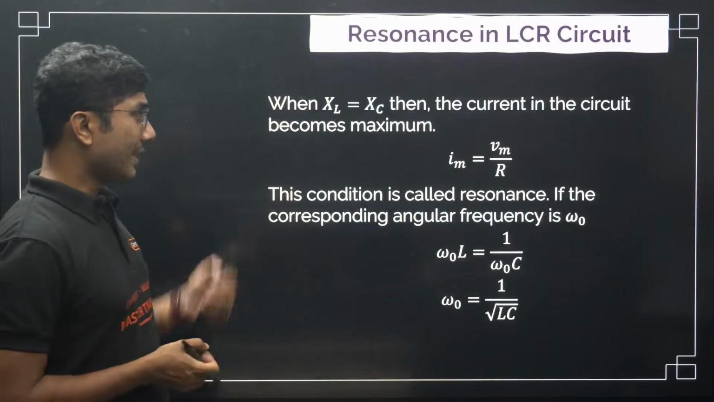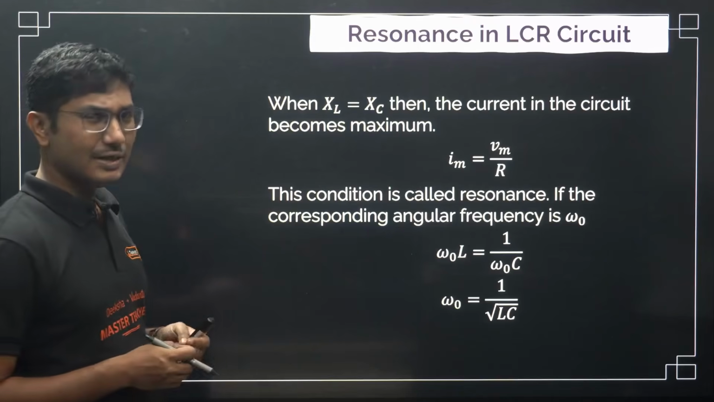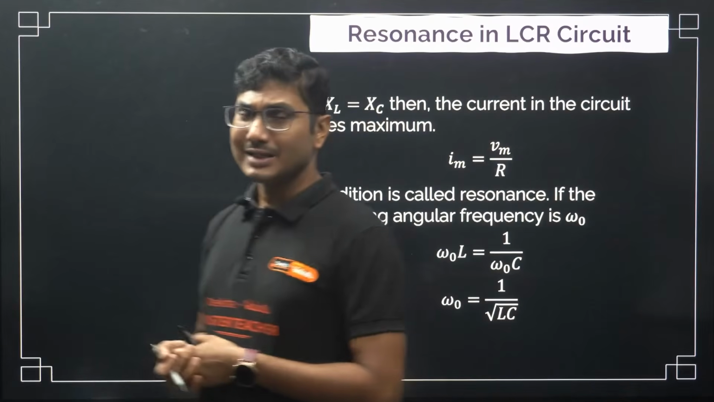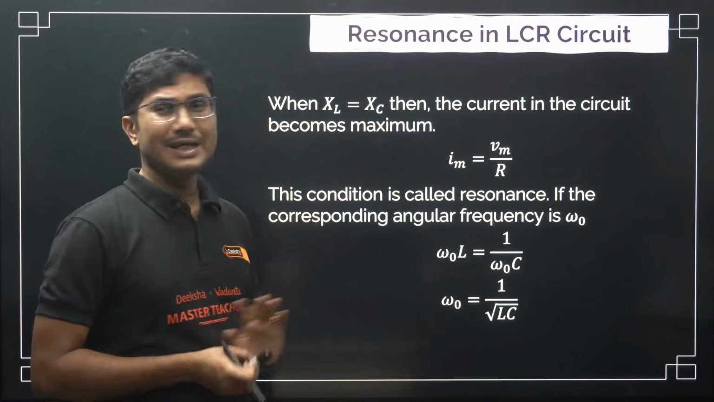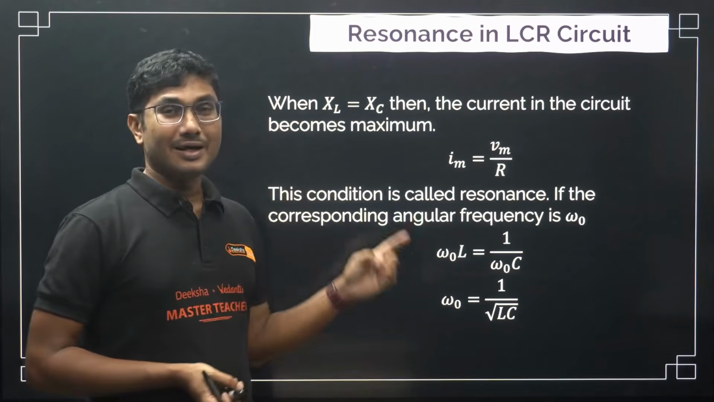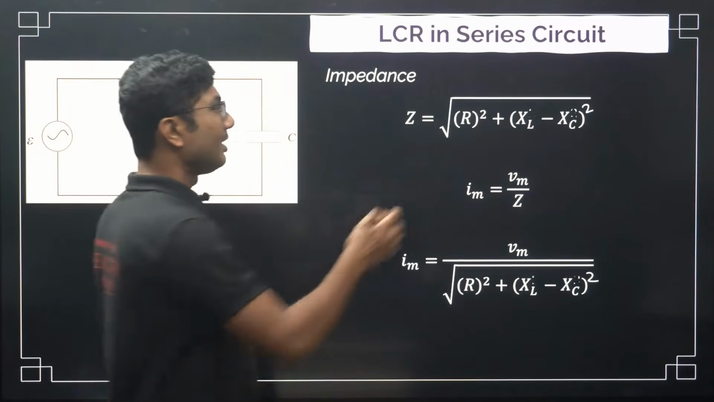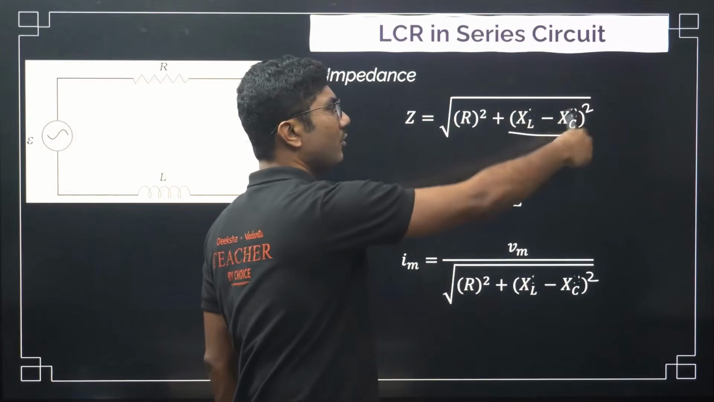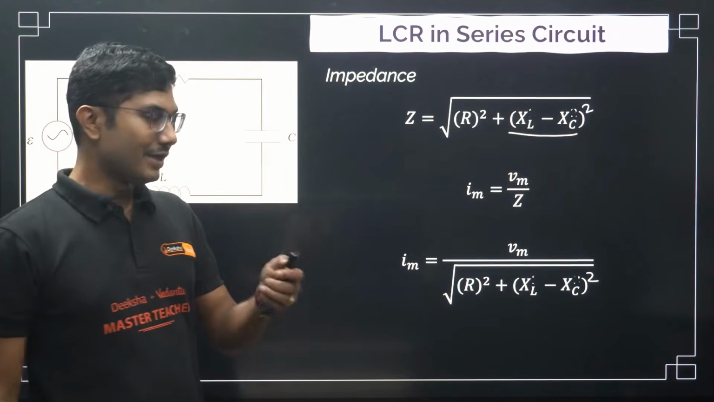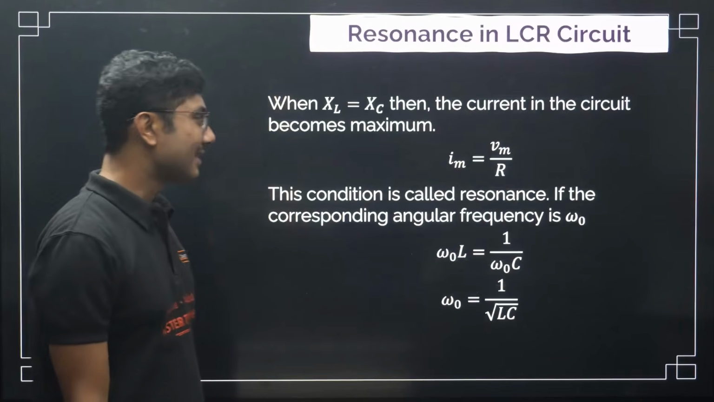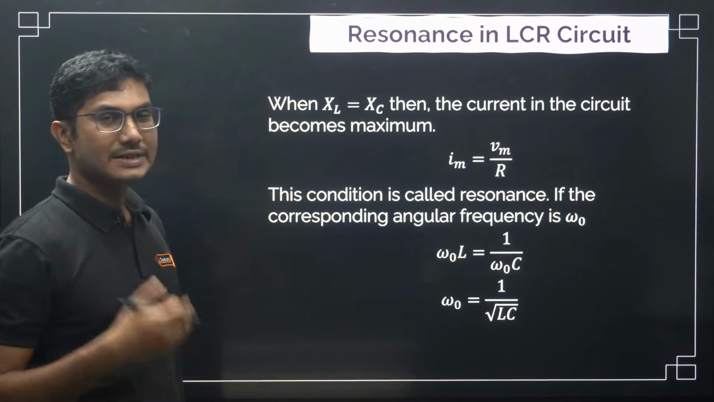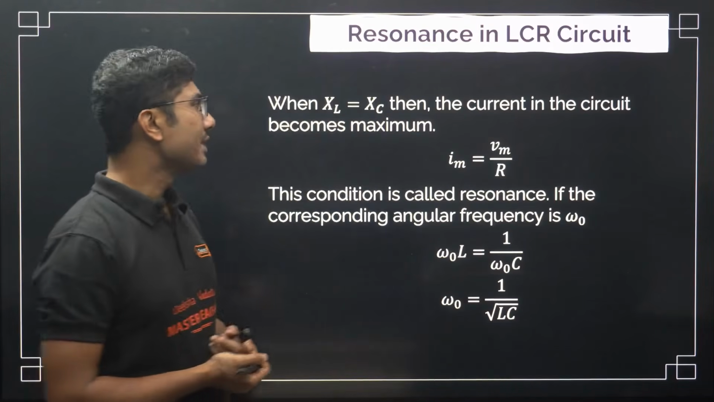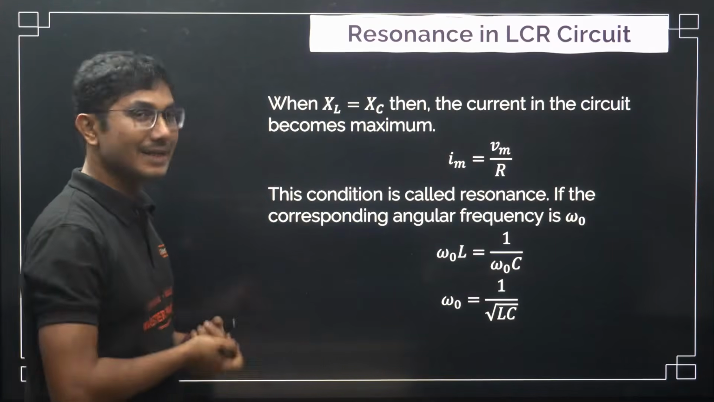What else? Now if XL is equal to XC, if you have designed a circuit with a particular frequency in mind such that XL becomes XC, then the term XL minus XC will be 0. So the entire circuit will be only resistance, right? You can say the entire circuit becomes resistive in nature. Capacitance and inductance are kind of cancelling each other. That type of circuit is called a resonance circuit. That is called resonance in an LCR circuit.